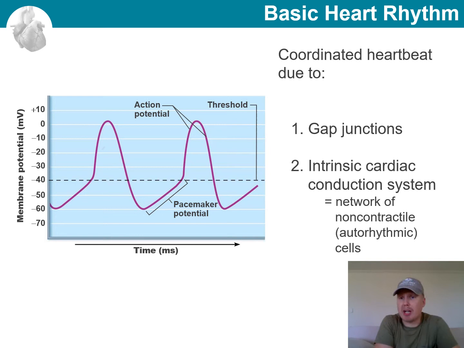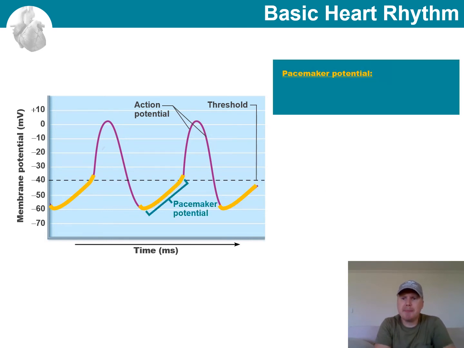First, we have gap junctions that facilitate quick and efficient progression of messages and chemicals from one cell to another. And second, we have a network of cells that are not involved in contracting themselves, but rather play the role in initiating and conducting the impulses. These coordinate depolarization and contraction of the heart. And these action potentials that we will be looking at are initiated by pacemaker cells. We will focus on those first.